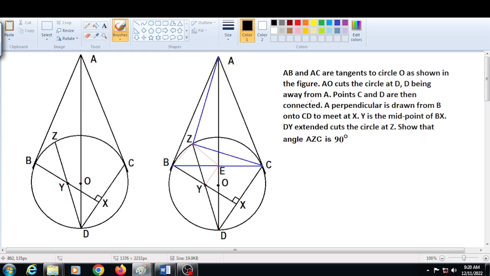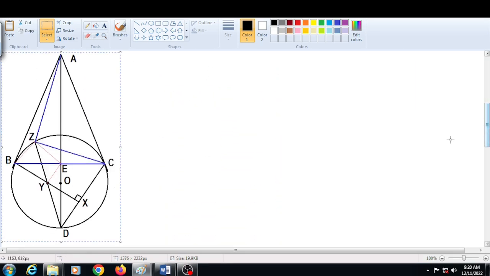First we notice that E is the midpoint of BC. So let me write it over here. Perhaps I can take this diagram downstairs here and write all my arguments on this space over here.